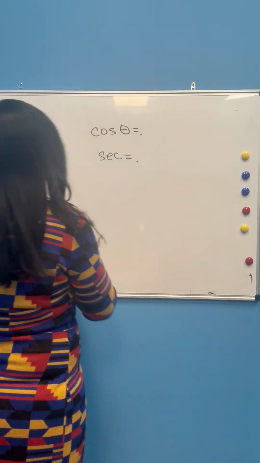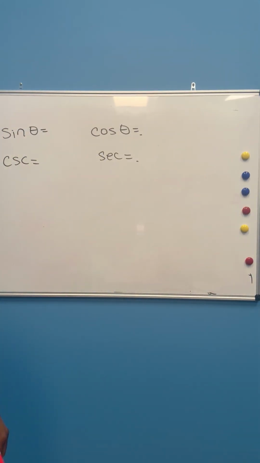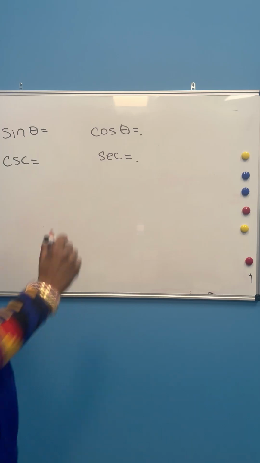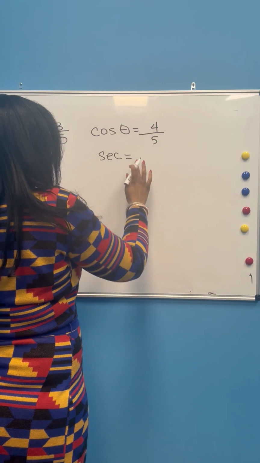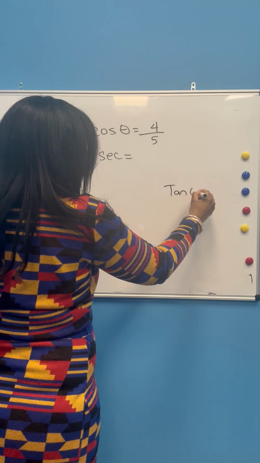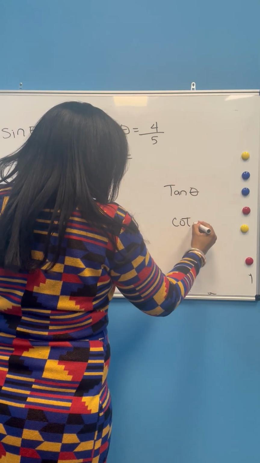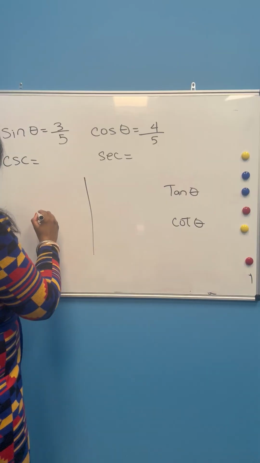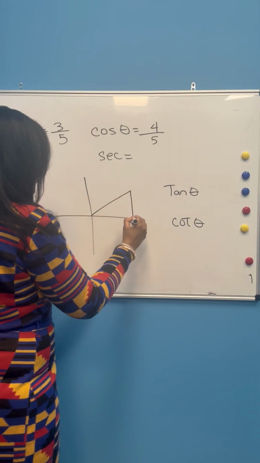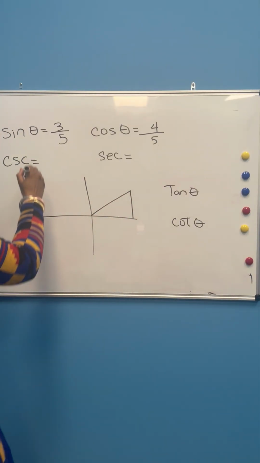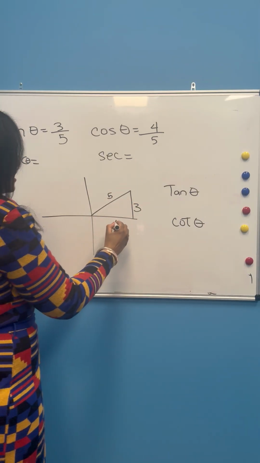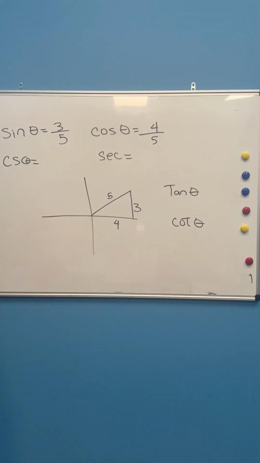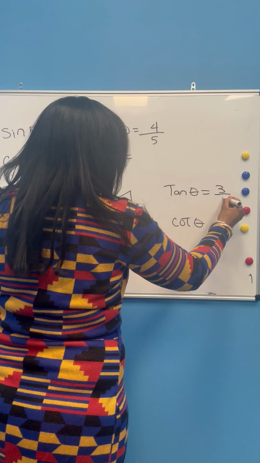Let me redraw this one. All right, so sine of theta is 3 over 5. And cosine of theta is 4 over 5. And these are also very common triangles: your 8, 15, 17 triangle and your 3, 4, 5 triangle. All right, so sine of theta, opposite over hypotenuse. Cosine, adjacent over hypotenuse. So now if we need to find the tangent, tangent is opposite over adjacent.